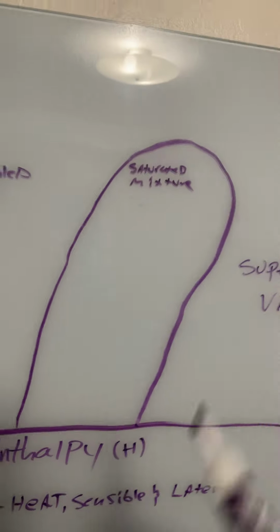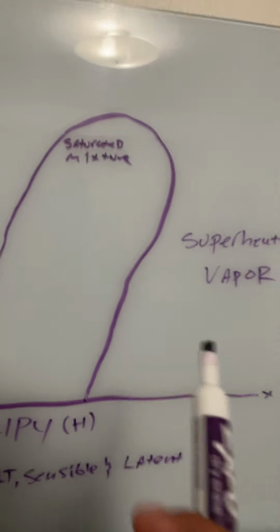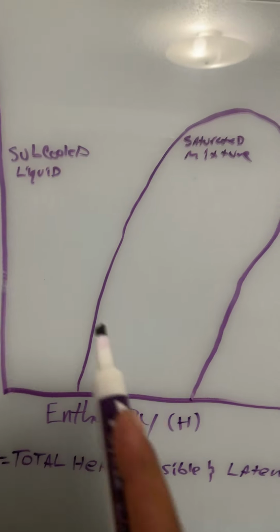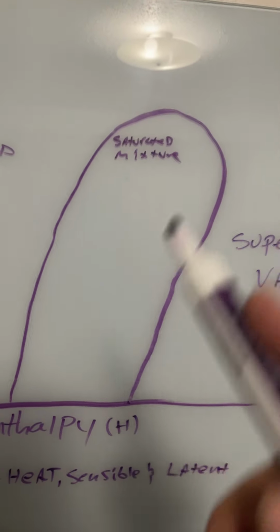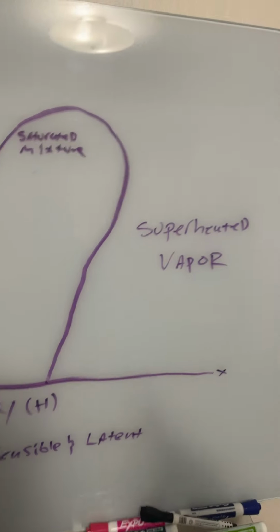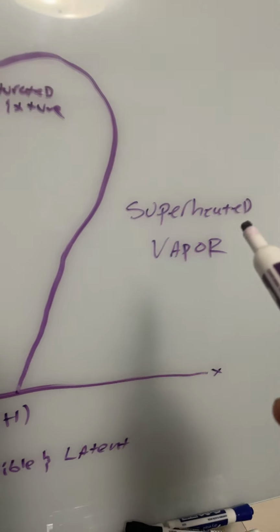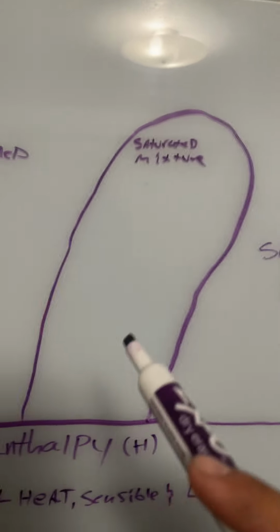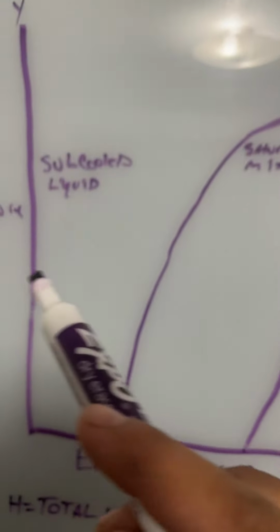So this here is what they call the envelope, and it represents the phase change of the refrigerant. As you increase pressure and temperature, you will turn from a liquid into a vapor. Everything in this region is a superheated vapor. Everything in this region is a saturated mixture, and everything in this region is a subcooled liquid.